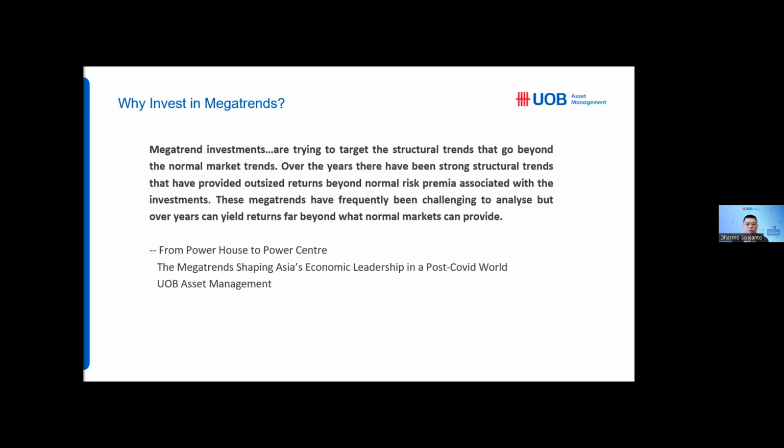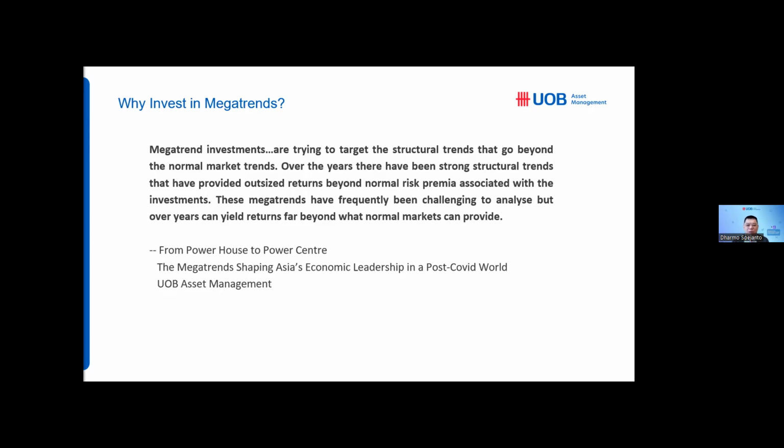Over the years, strong structural trends have provided outsized returns beyond the normal risk premium associated with investments. They have been challenging to analyze, but over the years can yield returns far beyond what normal markets can provide. Imagine if you had invested in Amazon in 2000 when it first started, or in Google when it first started, or in Tesla. These are companies that ride on long-term structural trends. Whether we become more digital, or online shopping becomes part of our life, investing in these sorts of trends would probably provide us with outsized returns over the long run.